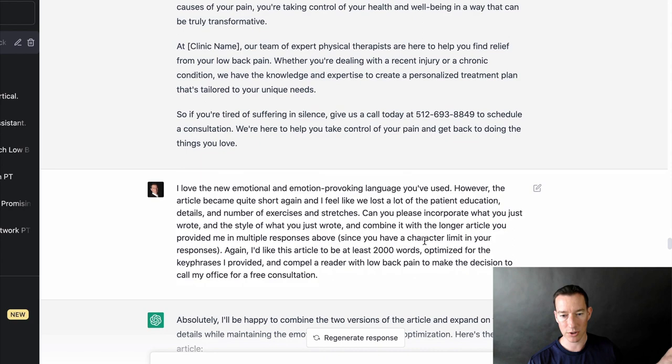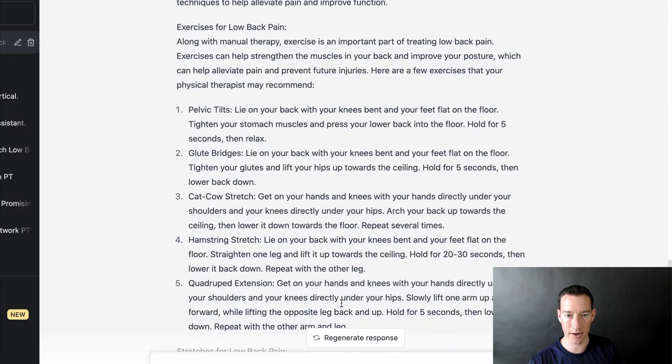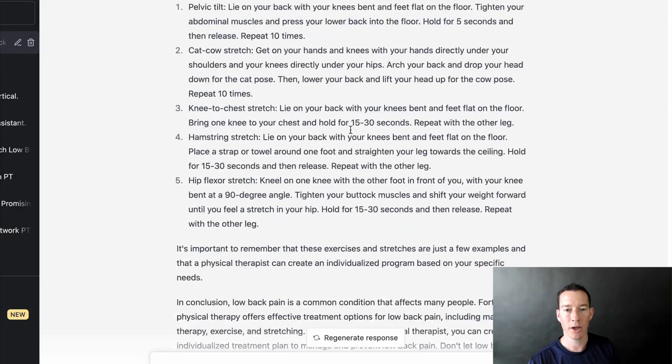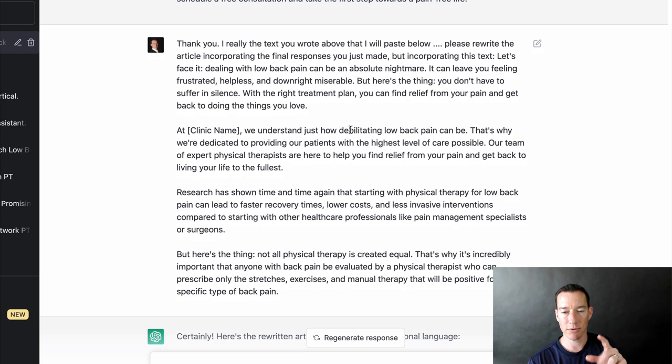And so it kind of did. It added in one of the sections there, and then it cut off again. I said, please continue. And so it expanded it out nicely. And then finally, I was like, okay, there was this one segment that it had started with above, or came up with above, that I really did like.